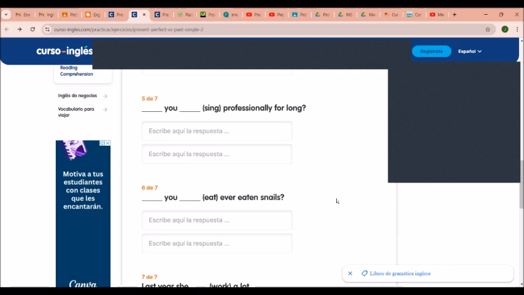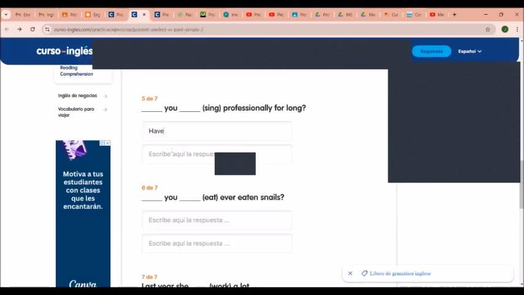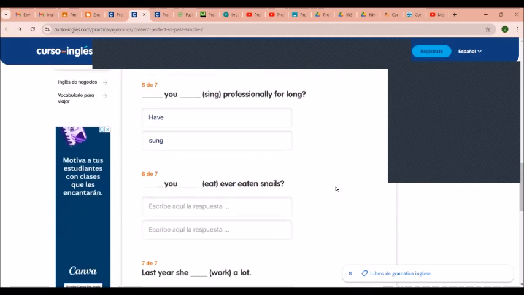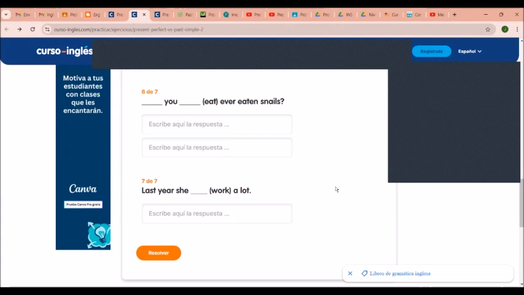Go ahead. Have you sing professionally for long? Very close. Have you, but sing is not regular. It's irregular. Have you sung? Song. Right? Again, have you sung? Have you sung professionally for long? Yes, I have, for 50 years, hypothetically. Right? Camila, number 6.